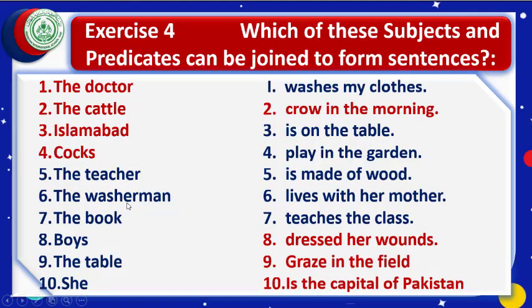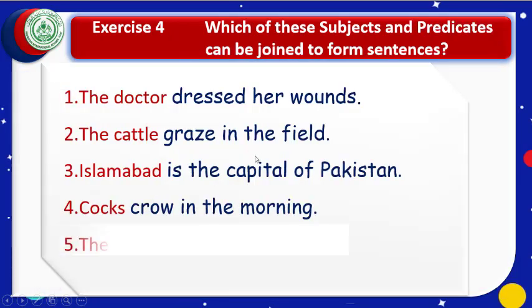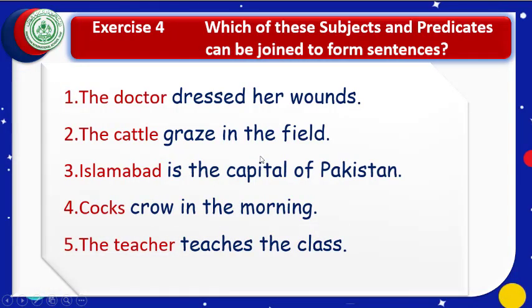Number 5. The teacher. What does a teacher do? The teacher teaches. Let us look where is written teach. Here, here, here. We shall check all one by one. Here it is written, teach the class. The teacher teaches the class. This will be our correct sentence. Let us write. The teacher teaches the class. Let's move to the next.